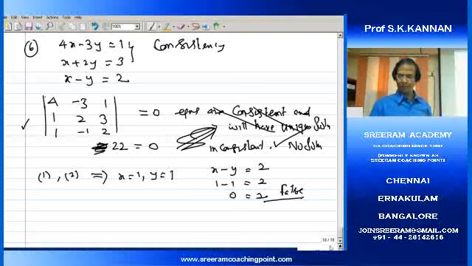Inconsistent, no solution. Another way, we can solve these two equations by the ordinary method and get the values of x and y. x is 1, y is 1. Substituting the values in the third equation, if you get a true statement, consistent and unique solution. A false statement means inconsistent and no solution.